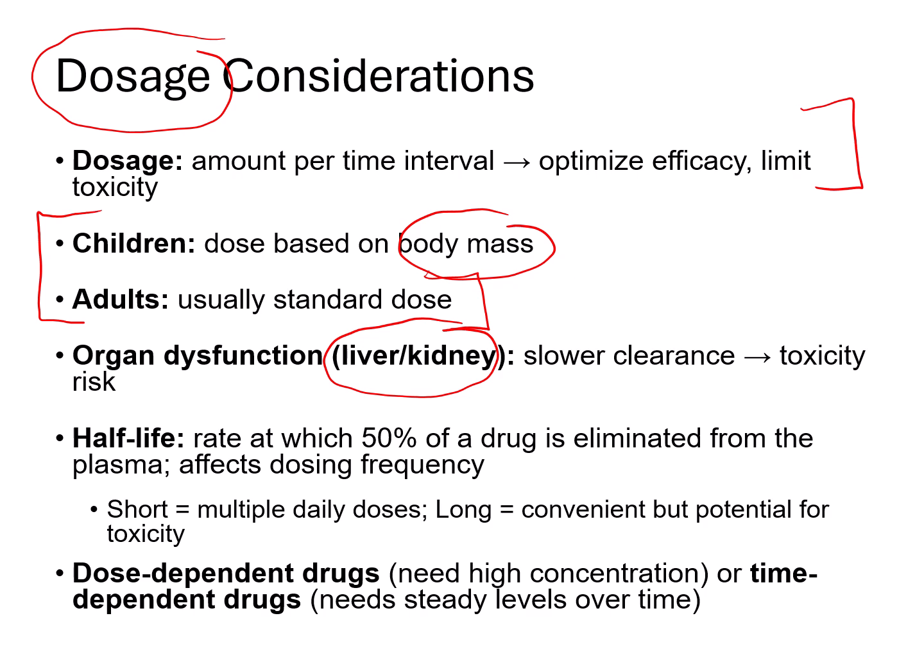Organ function is also important. So the liver and kidneys usually help us clear the drug. And if there are problems with the liver or kidney, then that means there will be slower clearance of the drug, which can lead to toxicity or greater toxicity. Half-life of the drug is also important. Half-life tells us the time it takes for half of the drug to be eliminated from the blood or plasma. And a shorter half-life would mean more frequent dosing of the drug is needed, whereas a long half-life for the drug would mean that we don't need as frequent of a dose, but there's greater risk for toxicity.